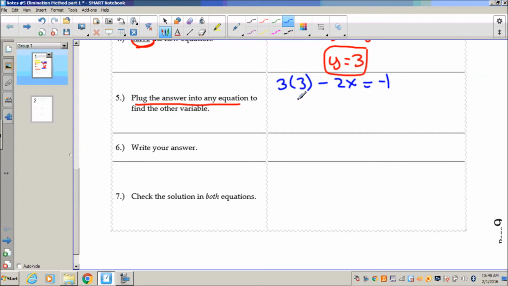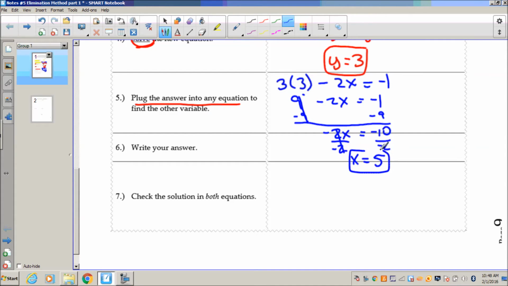And now I solve. 3 times 3 is 9, minus 2x is equal to negative 1. I subtract 9 from both sides, and I get negative 2x is equal to negative 10. Divide by negative 2, and x is equal to 5. Now I have my solution. x is equal to 5, y is equal to 3. And then, as you know, you can write it as a coordinate pair: (5, 3).